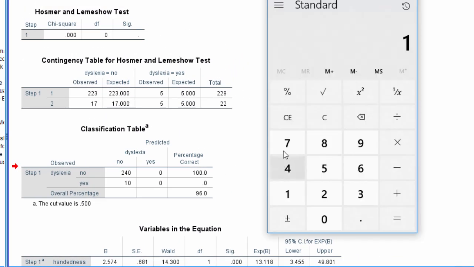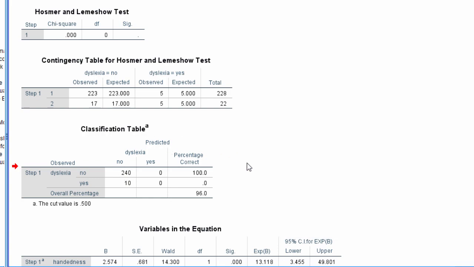So in this case here, 240 plus 0 is equal to 240. And then if I divide 240 by 240, I get 1. And that suggests the specificity is extremely high. The model is very accurate at predicting who doesn't have dyslexia. But it's also very poor at predicting who does have dyslexia. So when you take your sensitivity and your specificity together, this model is not impressive.